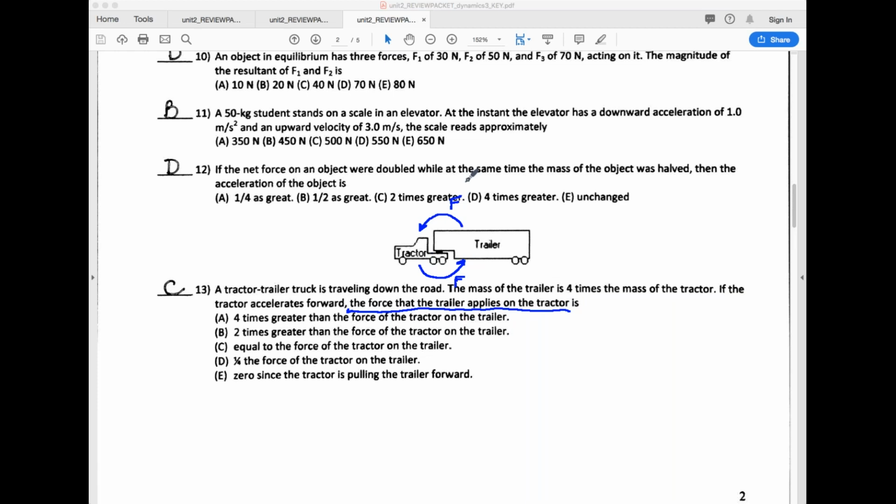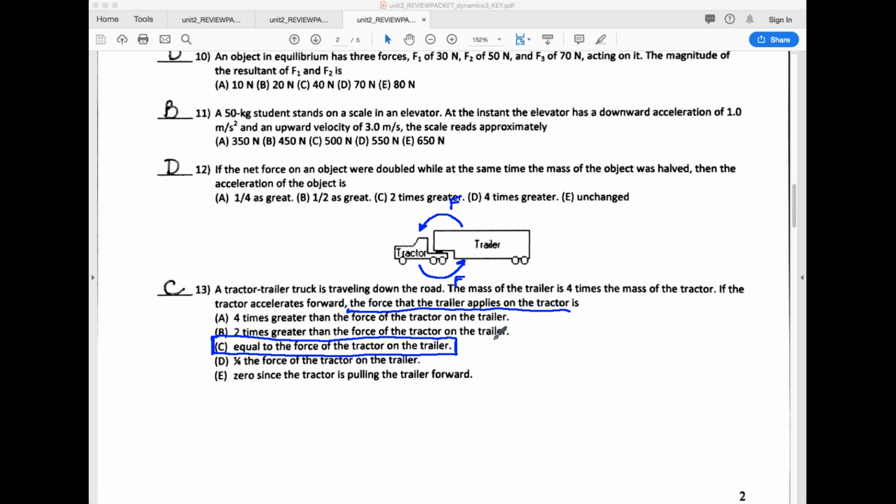So, that's all this question is. It's just simply asking the question. It's not asking how big that force is in terms of F. At first there seems like a lot going on, but once you read through these questions, this is simply a Newton's third law question.